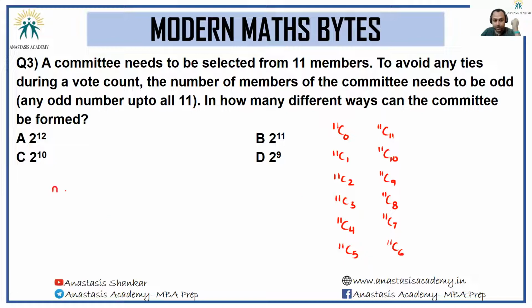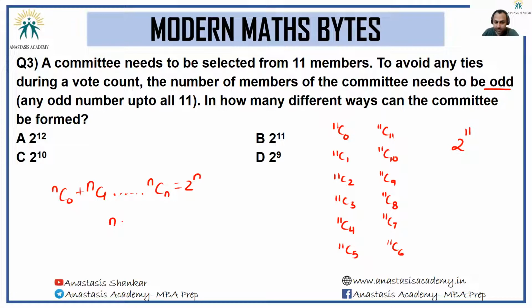Hopefully you remember nC0 plus nC1 and so on, up until nCn. This is equal to 2 raised to the power n. This is a result that we know. So when we've got this entire list, can you see this is as good as 2 raised to the power 11 ways of committing any number of members in the committee. But we have been given the limitation, it has to be odd.